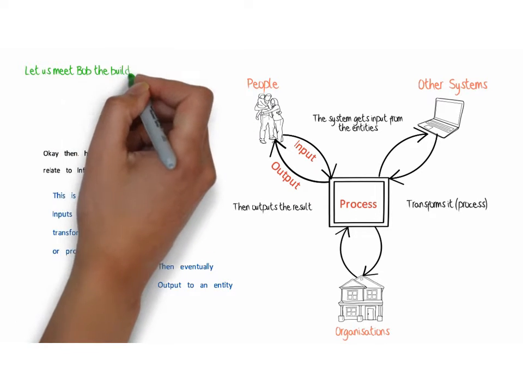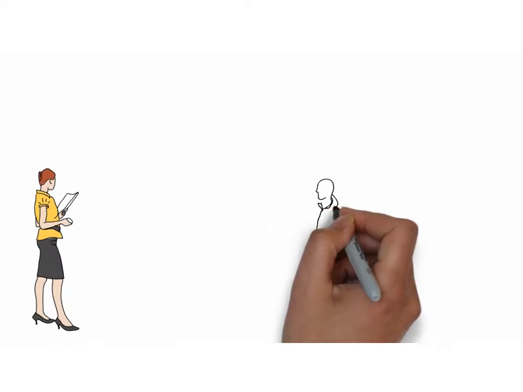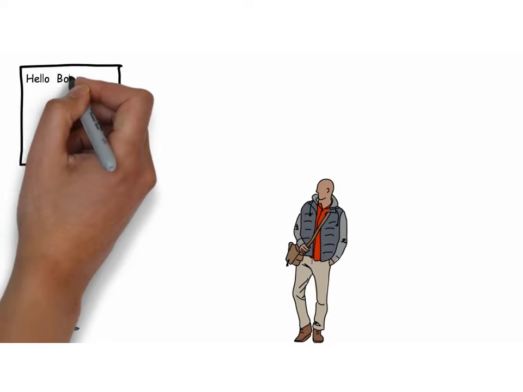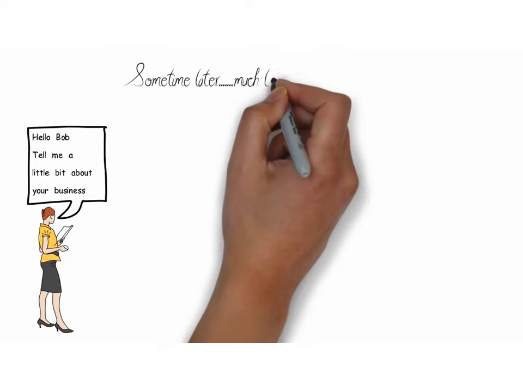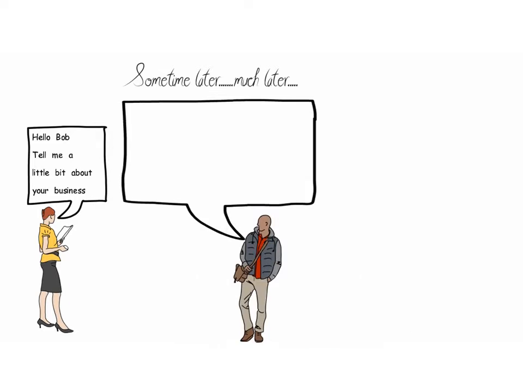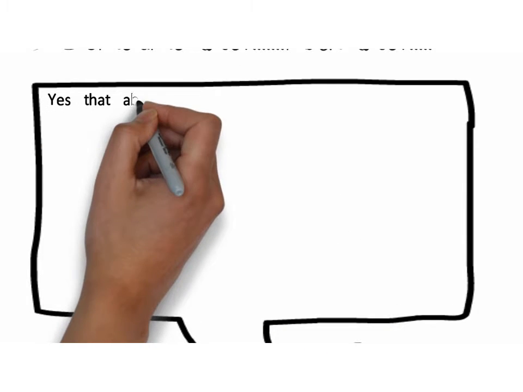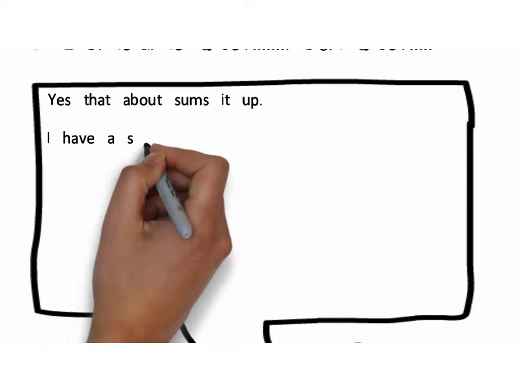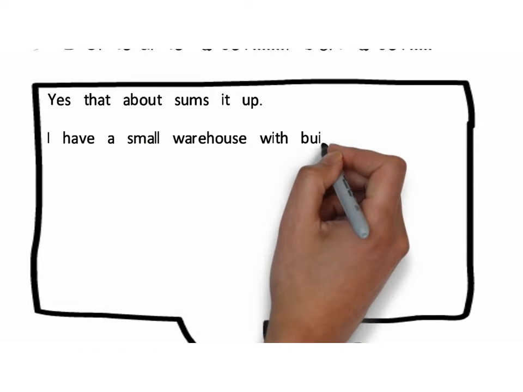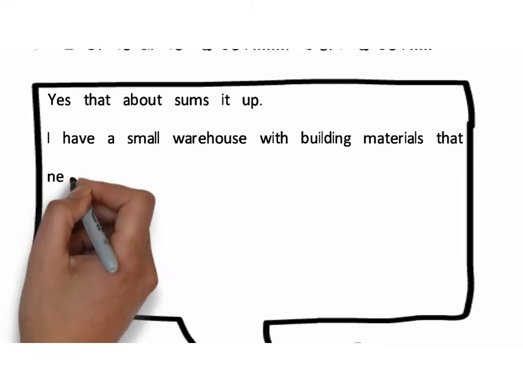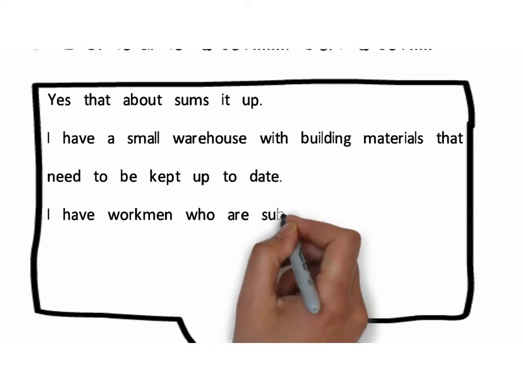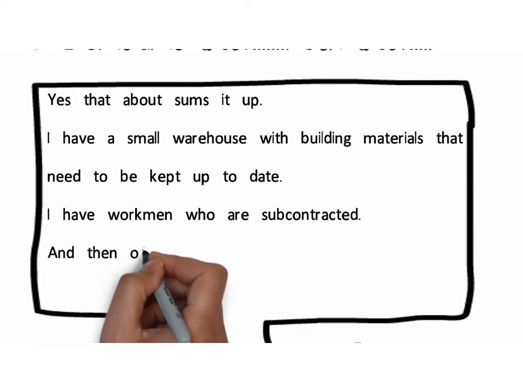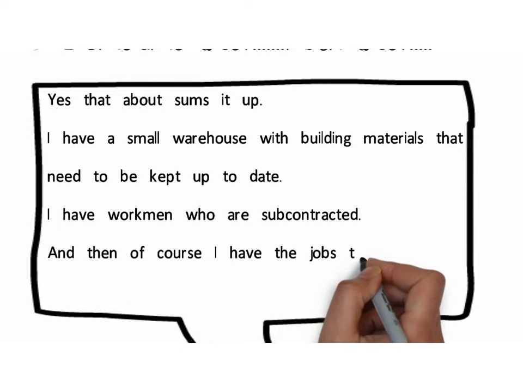Okay, let's meet Bob the Builder and find some systems. Hello Bob, tell me a little bit about your business. Sometime later, much later, because this step would take a long time. Once all the information is had, yes, that about sums it up. I have a small warehouse with building materials that need to be kept up to date. I have workmen who are subcontracted. And then, of course, I have the jobs that need fulfilling.